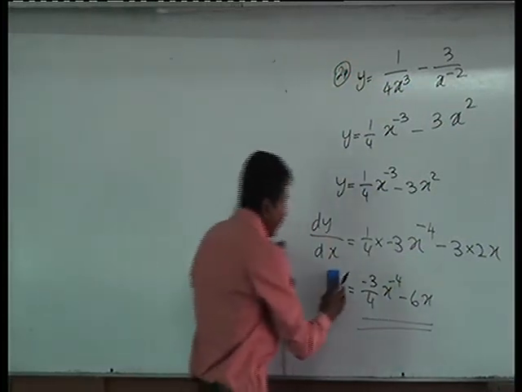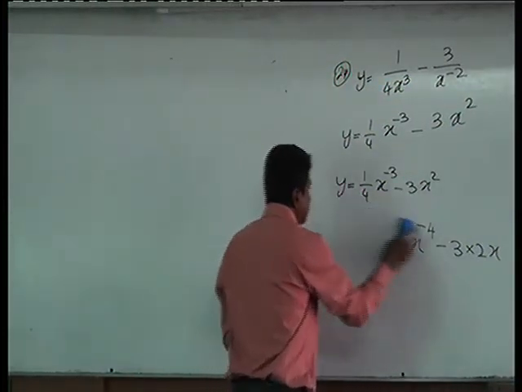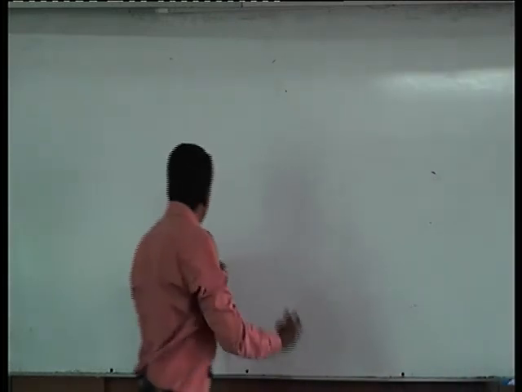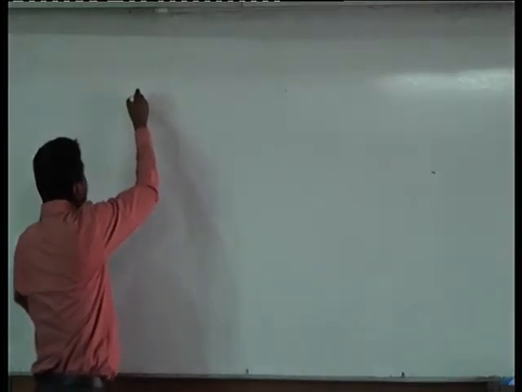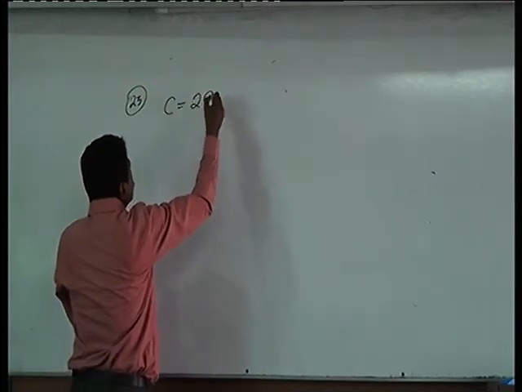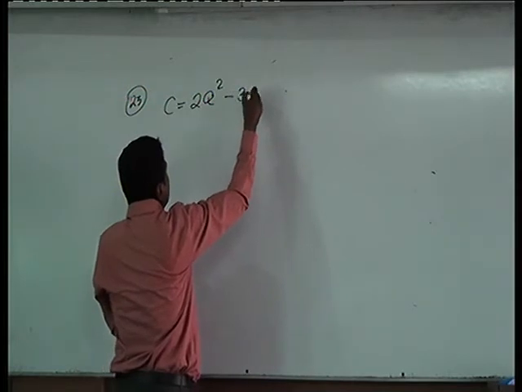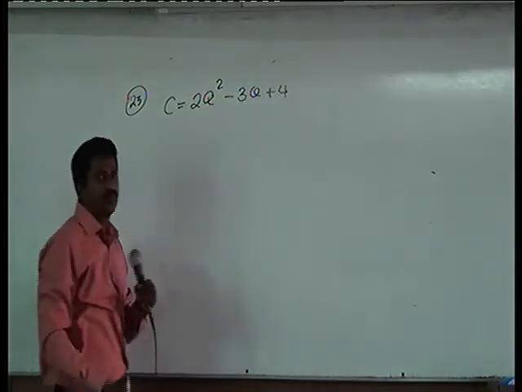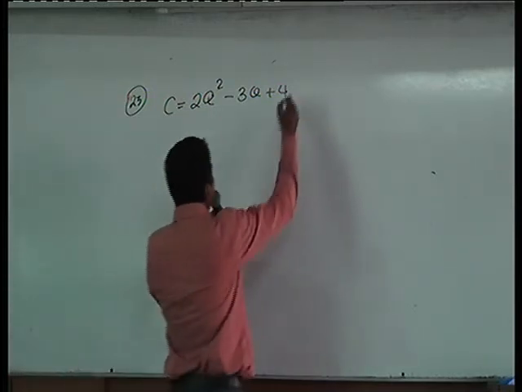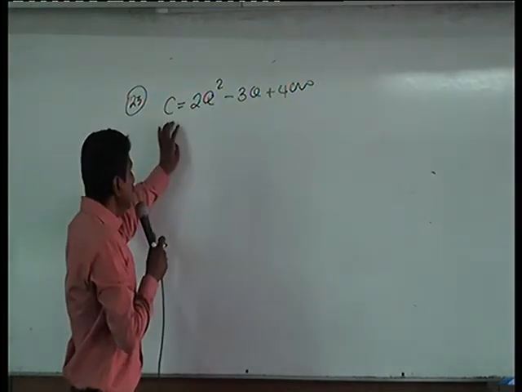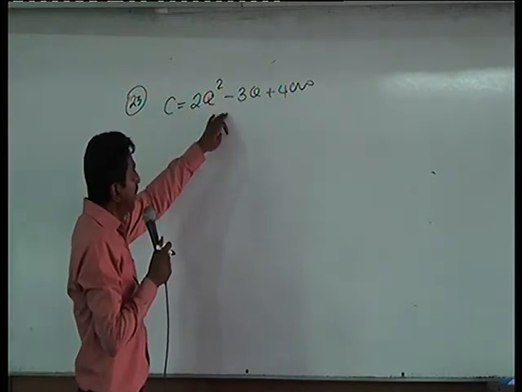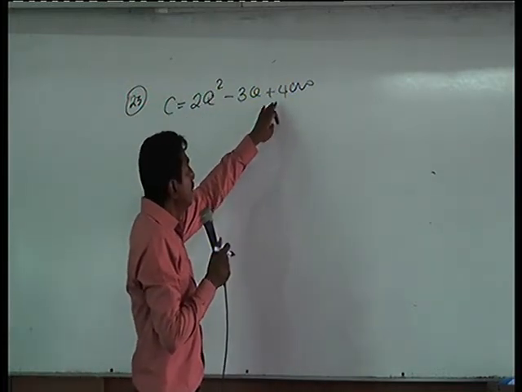Say for example, if we have different variables, question number 25, say we have cost is equal to 2q squared minus 3q plus 4000. Now say a cost function. Cost function C is equal to 2q squared minus 3 into quantity plus 4000, where q is the quantity.